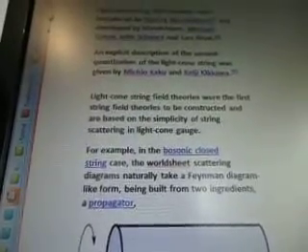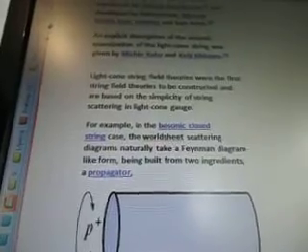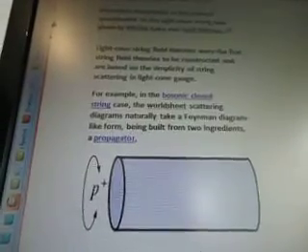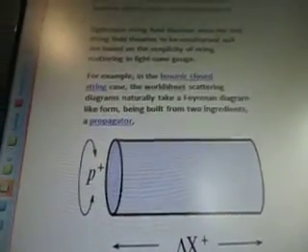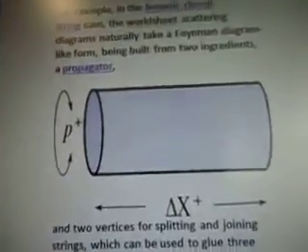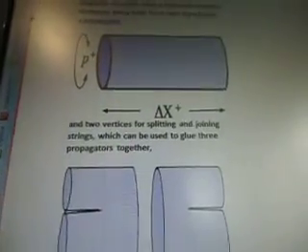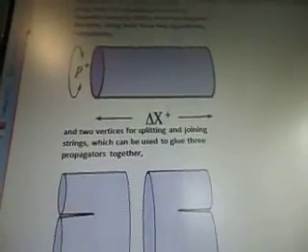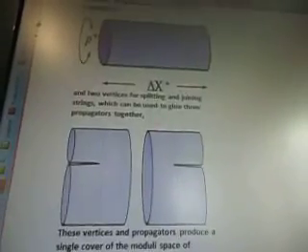Light cone string field theories were the first string field theories to be constructed and are based on the simplicity of string scattering and light cone gauge. For example, in the bosonic closed string case, the worldsheet scattering diagrams naturally take a Feynman diagram-like form being built from two ingredients, a propagator, which is this thing here, and there's some sort of formulas there, P and X, and two vertices for splitting and joining strings, which can be used to glue three propagators together.